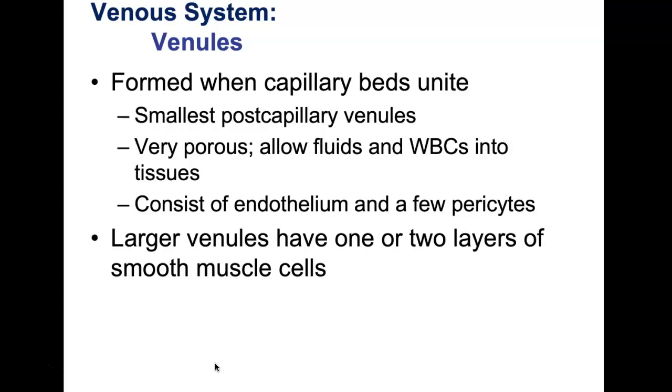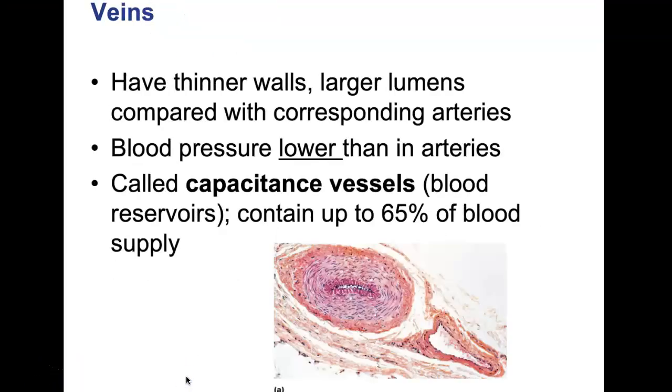They consist entirely of endothelium, around which pericytes congregate. Postcapillary venules are extremely porous, more like capillaries than veins, and fluid and white blood cells move easily from the bloodstream through their walls. And larger venules have 1 or 2 layers of smooth muscle cells, and a thin tunica externa as well. And as we illustrated earlier, venules, of course, are going to join to form veins.